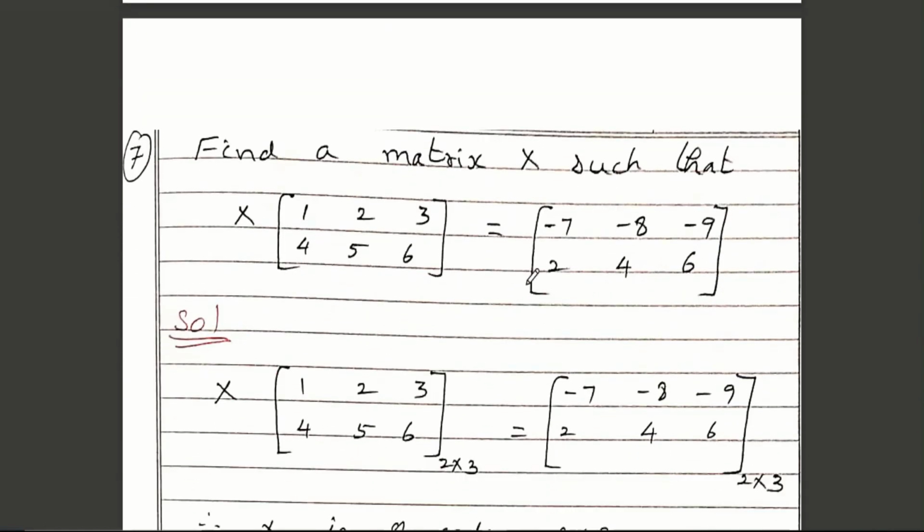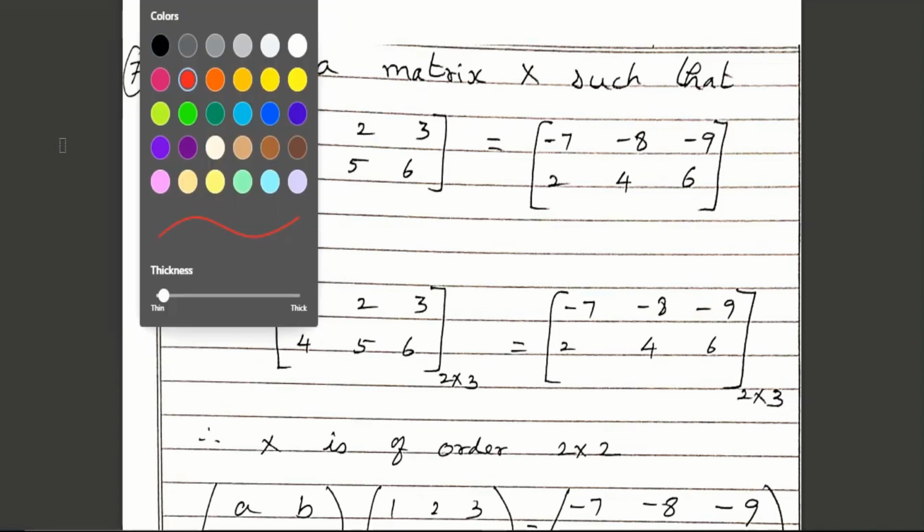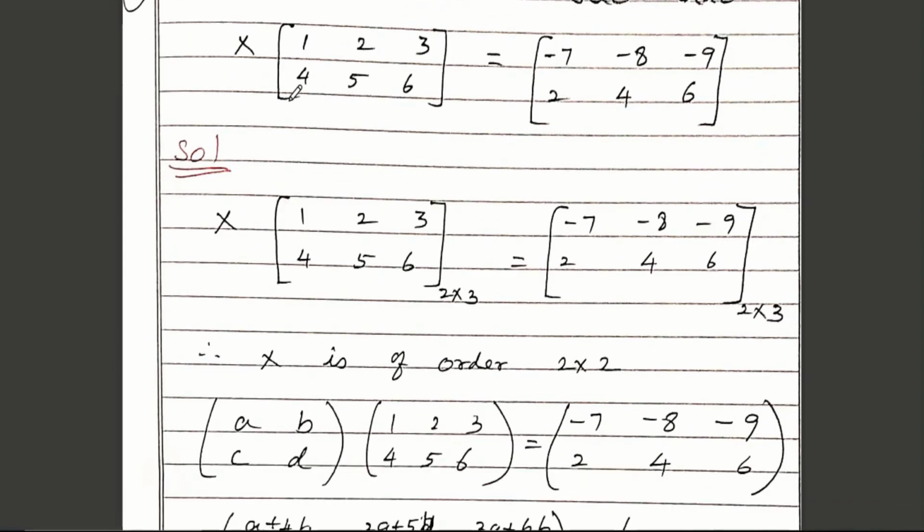Next, find the matrix X such that X into this matrix is equal to the resultant matrix on the right hand side. Since matrix multiplication is given, the order may not be the same. For addition and subtraction the order must be the same, that is the rule. For multiplication the order may not be the same. So we need to know the order of the X matrix. To find that, I don't know the order of X, but I can see that the order of this matrix is 2 rows, 3 columns.